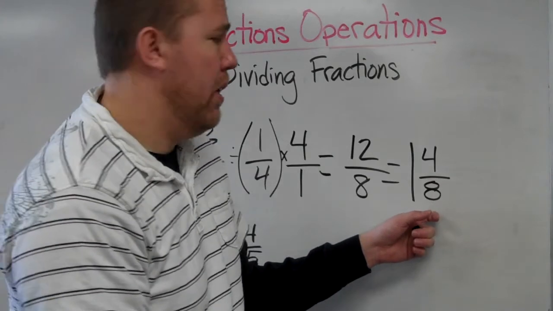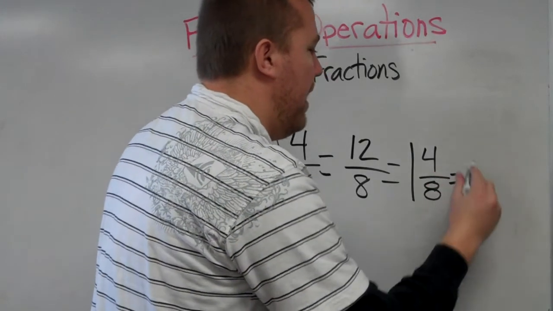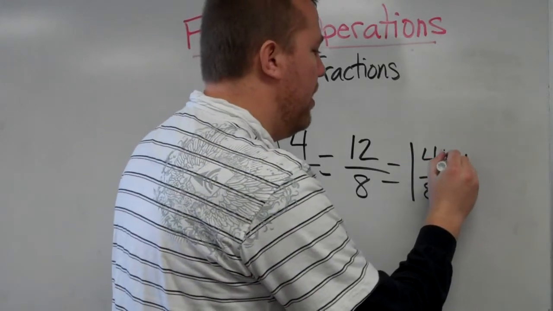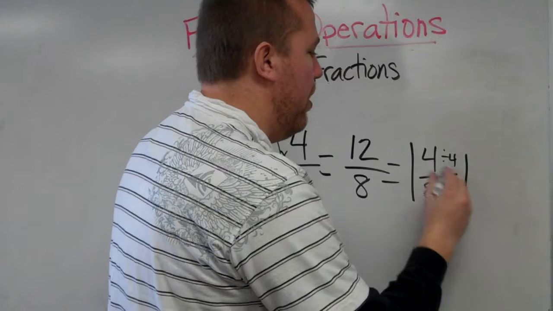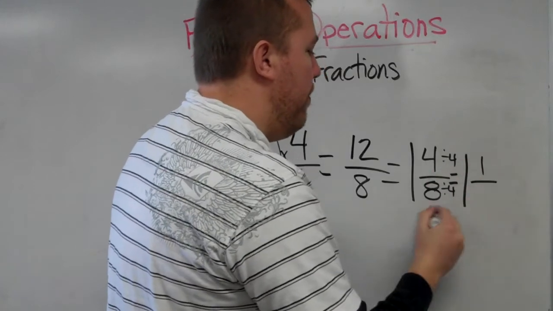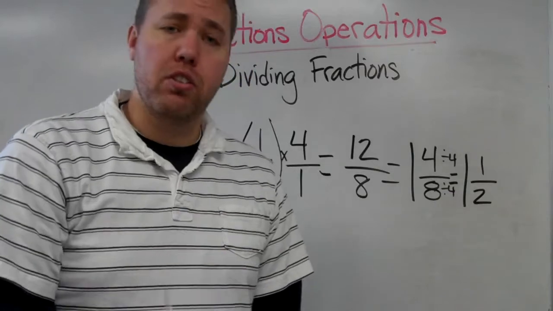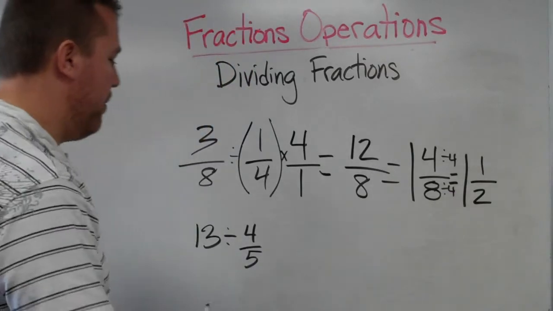4 goes into both 4 and 8, so I need to further simplify that. 1 whole, the whole number stays the same, but the fractional part, I'm going to divide by 4. 4 divided by 4 is 1. 8 divided by 4 is 2. 1 and 1/2.